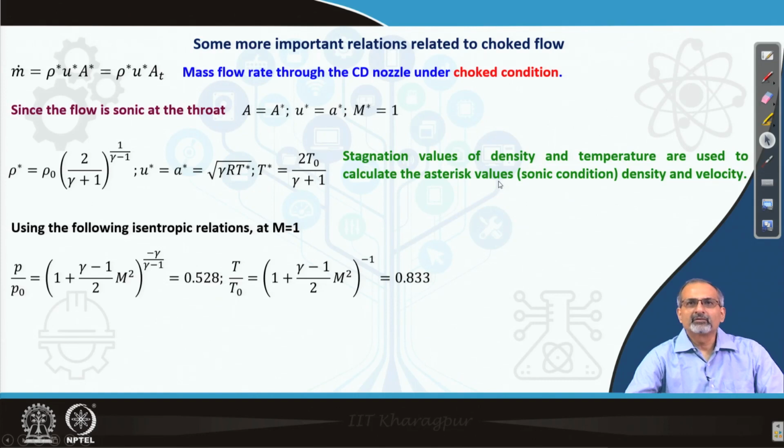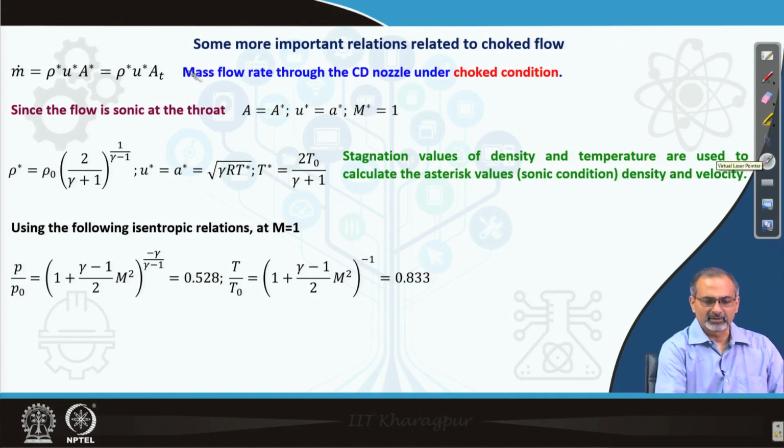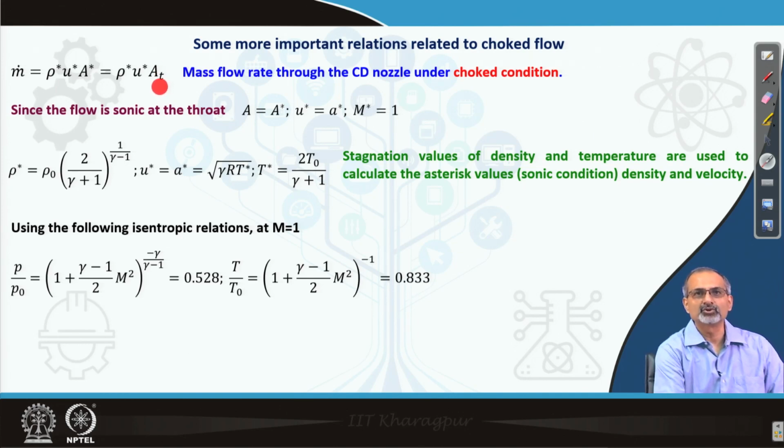Some more important relations related to choked flow through a CD nozzle, which you should be able to recall, I am sure. It is very important to remember under what conditions the flow is choked in a CD nozzle, and if it is choked, then it is allowing the highest possible mass flow rate that it can under those conditions.